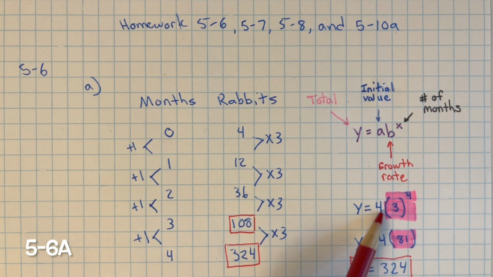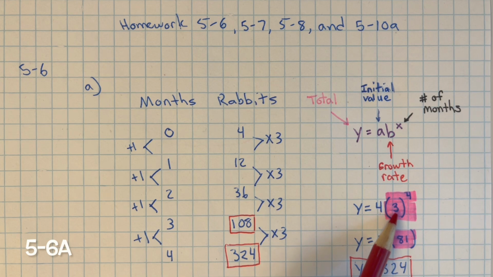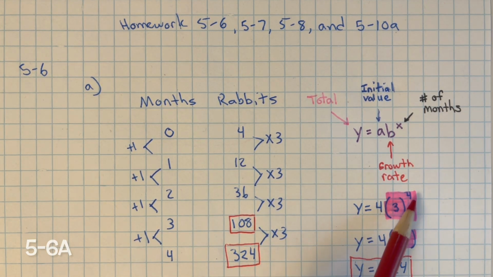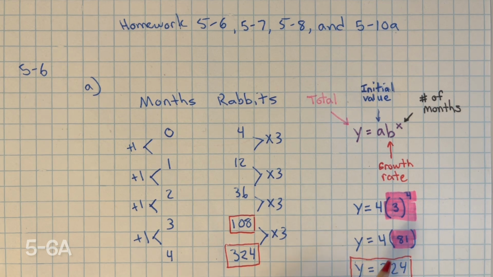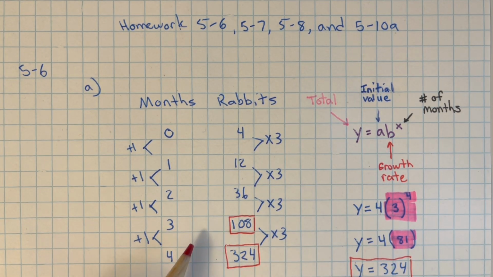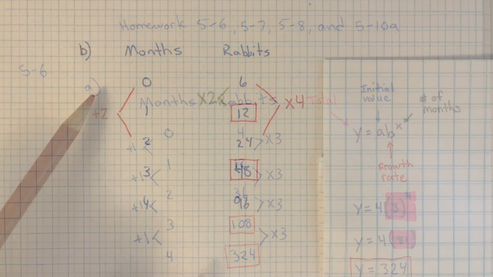Initial value is 4 rabbits. And for 3 months, it's increasing by multiplying by 3 in the exponent. And if we want to find for the 4th month, 3 to the 4th power is 81. 4 multiplied by 81 is 324. And you could use this for any number of rabbits or any number of months.